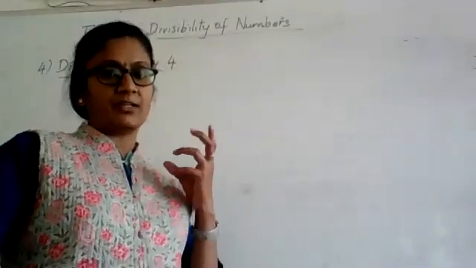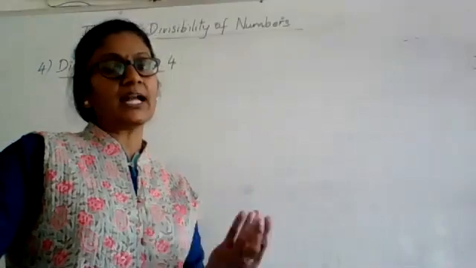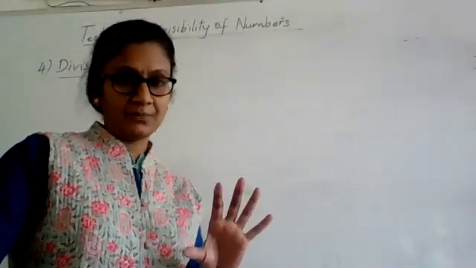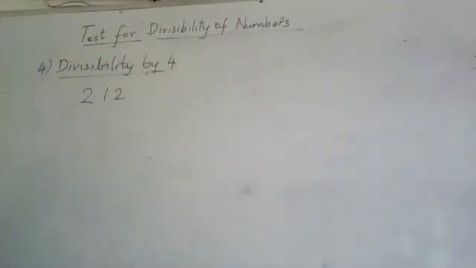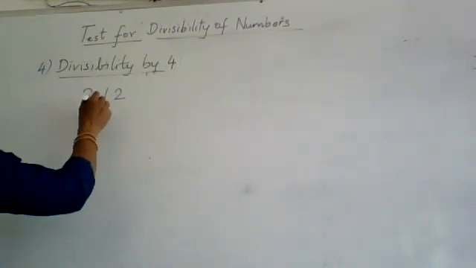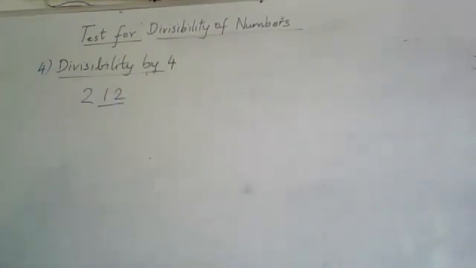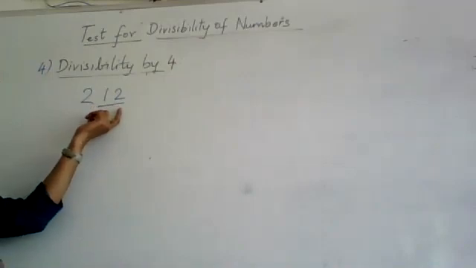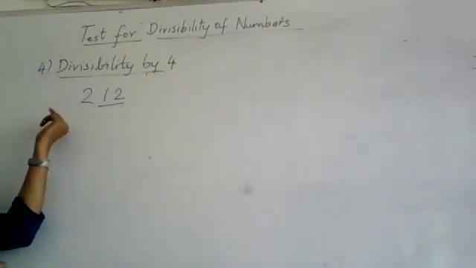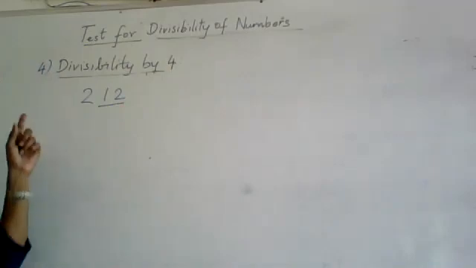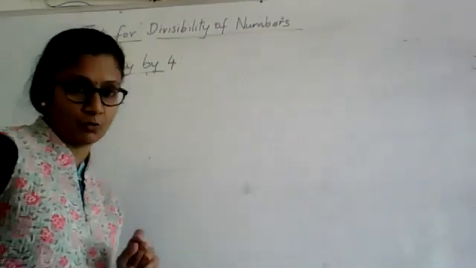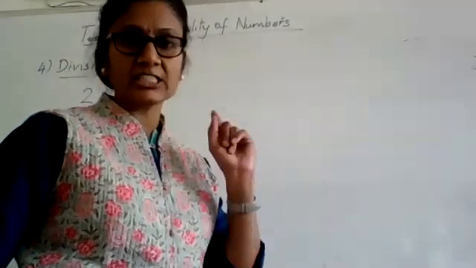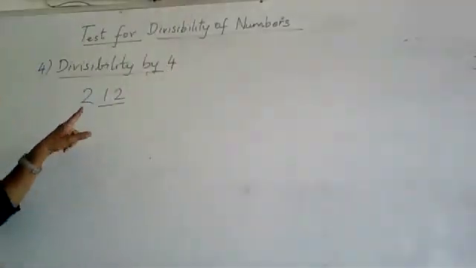In the case of divisibility by 4, we have to look at the last 2 digits of a given number. For example, if I take the number 212, the last 2 digits means the ones place and the tens place. What is there in the ones place and the tens place? It is 12. If the last 2 digits of a given number are divisible by 4, then the number is divisible by 4. Now 12 I know is there in the multiplication table of 4 because 4 3s are 12. So 12 is divisible by 4. Therefore, I can say 212 will also be divisible by 4.